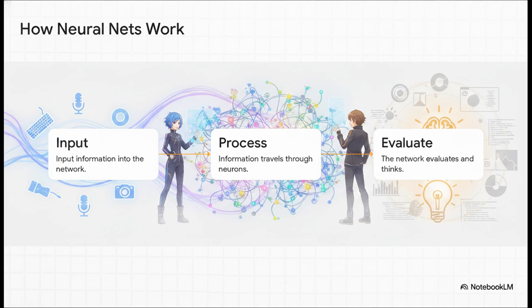Step 1, input information. You feed the machine data. Step 2, that information travels through various connection points, firing exactly like the physical wiring in our brains. And step 3, the network evaluates it. It actually thinks about the data and spits out a logical conclusion.